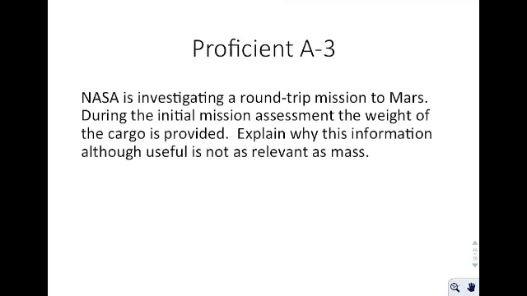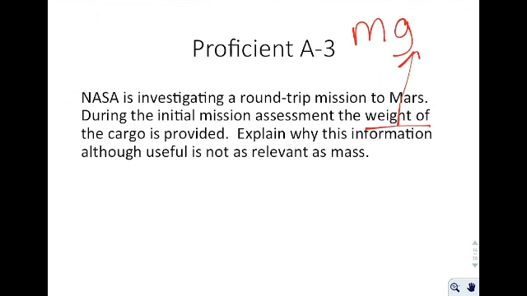Proficient A3 says NASA is investigating a round-trip mission to Mars. During the initial mission assessment, the weight of the cargo is provided. Explain why this information, although useful, is not as relevant as mass. Now remember, NASA deals specifically with sending objects out into space. The only way that the weight becomes important is that weight is mass times gravity.